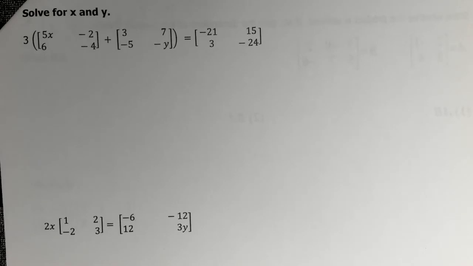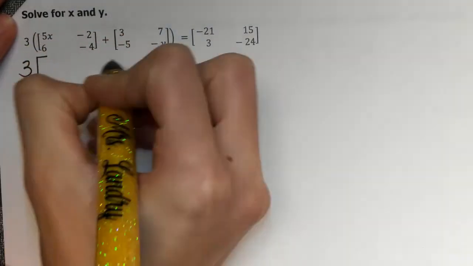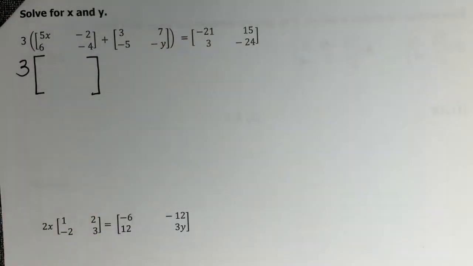I am not going to distribute that 3 to everything. Could you? Yes, but I wouldn't. I would take those 2 matrices and combine them, and then I would multiply by the 3. So I'm going to have my 3. Now, when you're doing your own matrices, write as neat as possible. Y'all's are not going to be perfect. Mine are not perfect. Sometimes the spacing is too cramped, sometimes it's too far. Just make it neat so I can follow you, and so you can follow you and not guess what numbers are what.